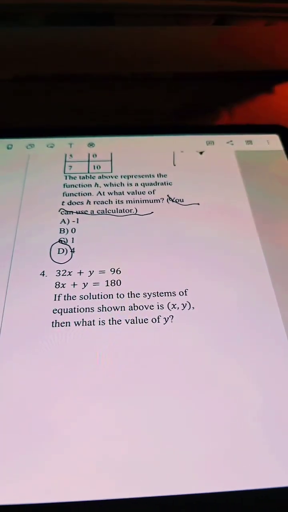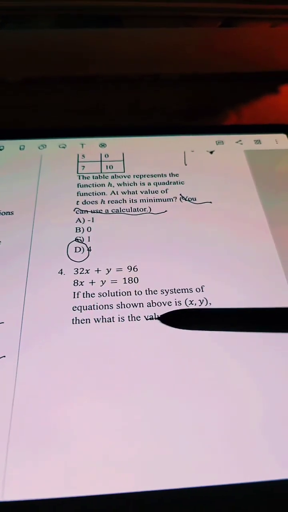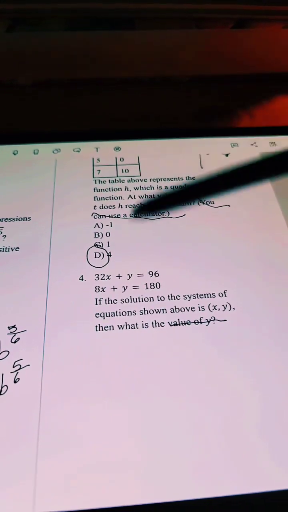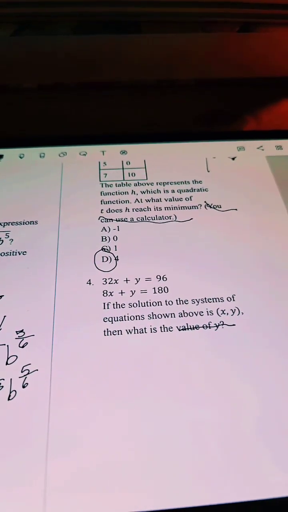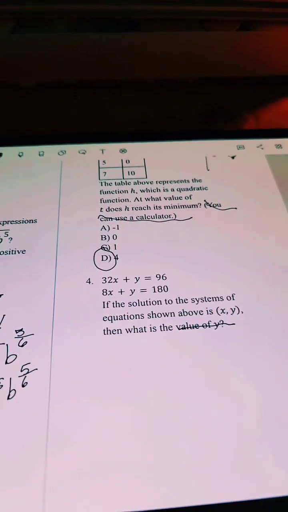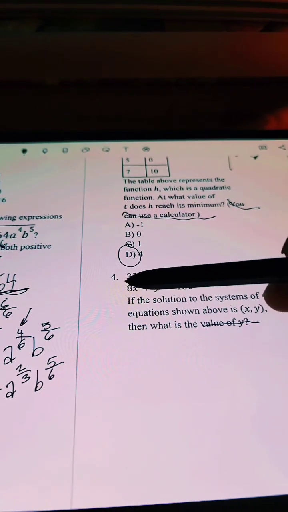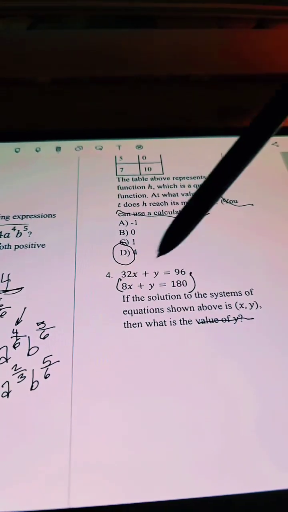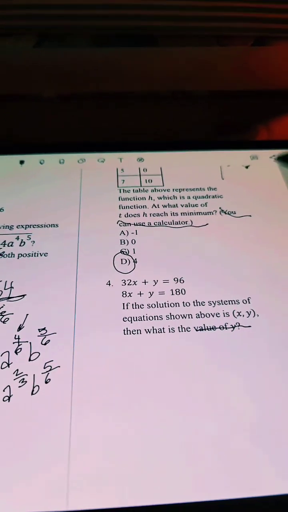Okay, so let's go to number 4. We're trying to find the value of y. You might be tempted to use the elimination method for solving the system, but because you see y and y, and we're solving for y, it doesn't really help us to get rid of y. Instead, we want to get rid of x. You could still use elimination, but you'd want to do it in a different way, like multiplying by 4, but that's not going to be the most efficient method.